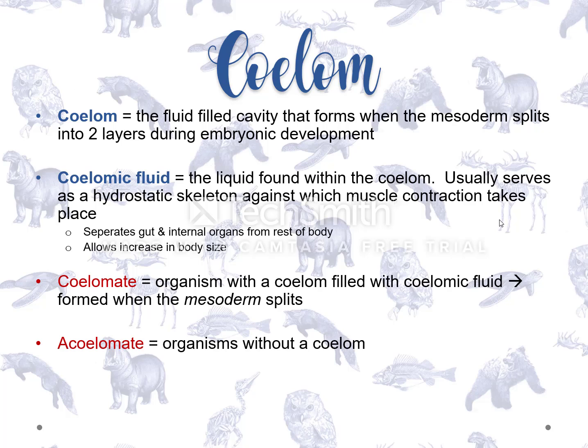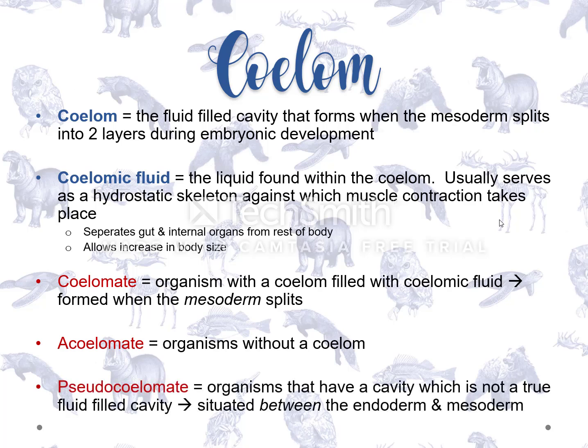If an organism has a coelom, a fluid-filled cavity, it will split the mesoderm. You will see the middlemost layer suddenly split into two layers, and the coelom will be found in the middle of the mesoderm. That is a true coelom. A true coelom has to be found within the mesoderm, splitting the mesoderm. If an organism possesses one, it is called a coelomate organism. If an organism does not have a coelom, it is called acoelomate. Remember, a means without.